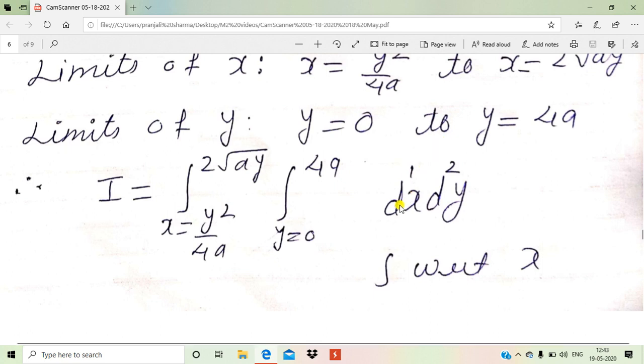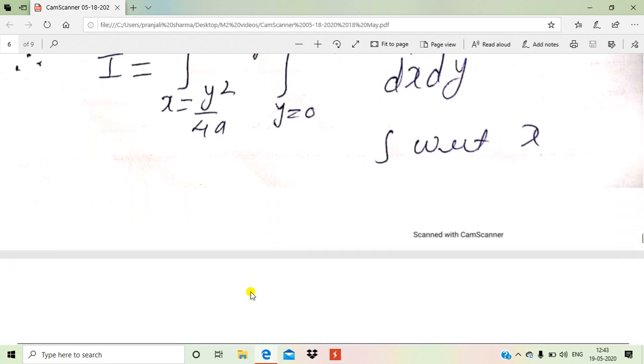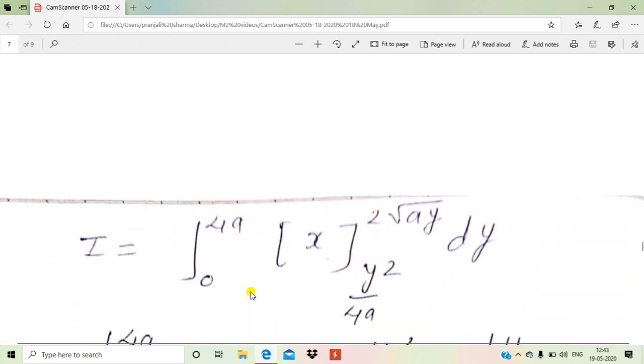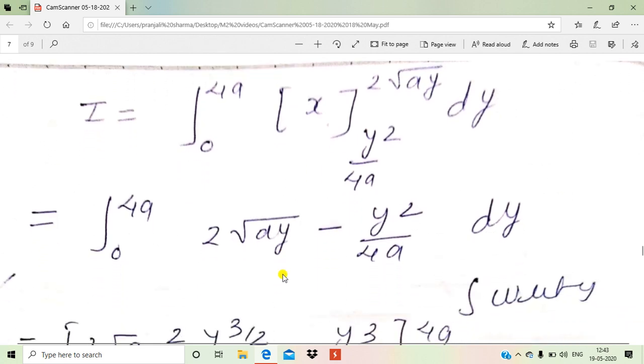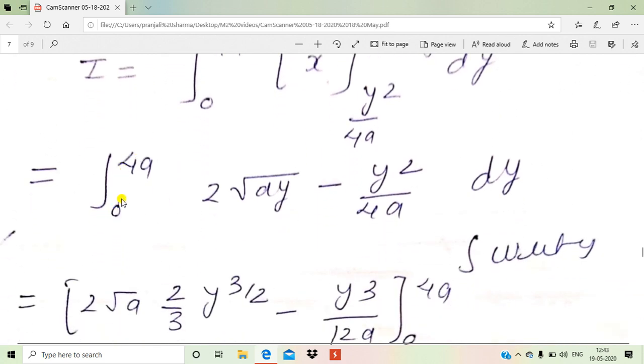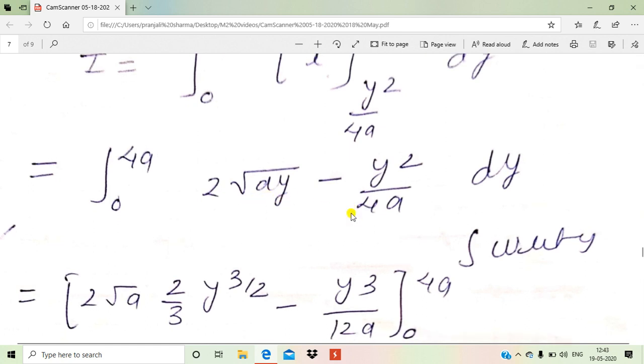So we first integrate 1 with respect to x between these two limits. We know that the integration of 1 with respect to x will be x, and the limits are from y square upon 4a to 2 into root over ay. By applying upper limit minus lower limit, the integral is now the integration between the limits 0 to 4a of 2 into root over ay minus y square by 4a, dy. Now the second integration is with respect to y between the limits 0 to 4a. So we integrate these two terms with respect to y.